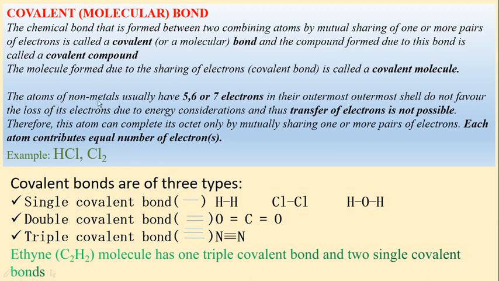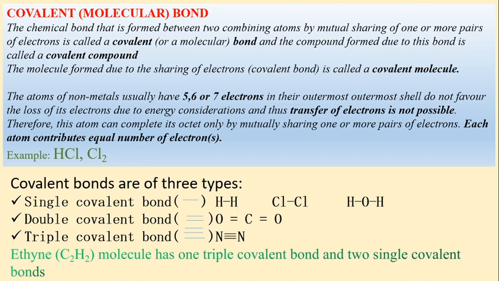See, the atoms of non-metals usually have 5, 6 or 7 electrons in their outermost shells and do not favor the loss of electrons due to the energy consideration, and thus transfer of electron is not possible. Therefore, these atoms can complete their octet only by mutual sharing of one or more pairs of electrons. Each atom contributes an equal number of electrons. I already told you, each atom taking part in the bond formation contributes an equal number of electrons, either 1 or 2 or 3.